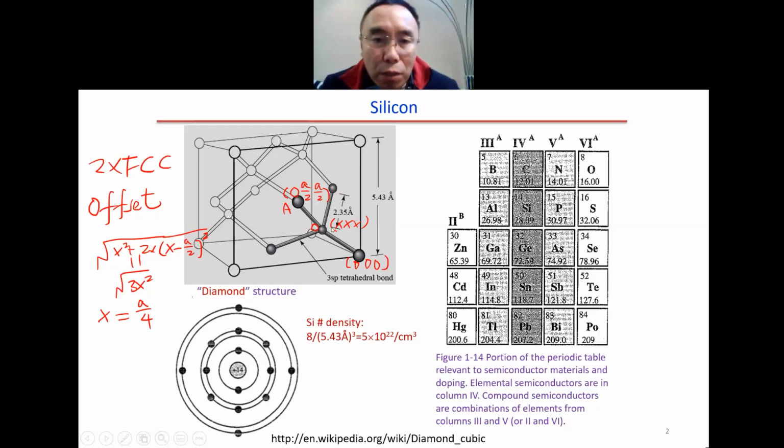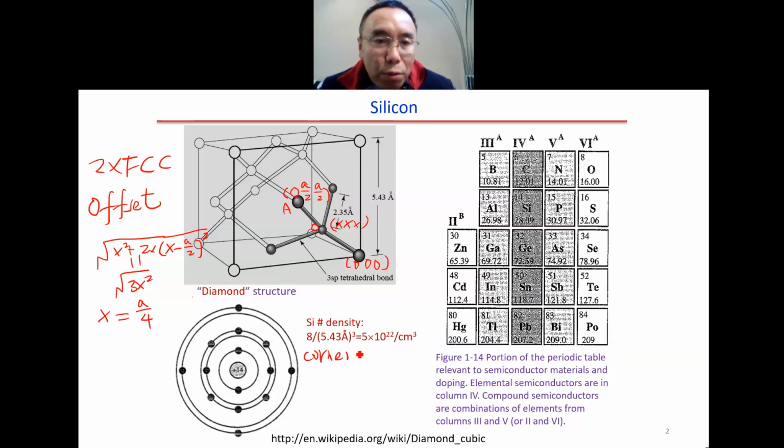Now we want to know the number density of silicon. For instance, here we want to know how many silicon atoms are within this unit cell. So first we count the corners. We have the corner.